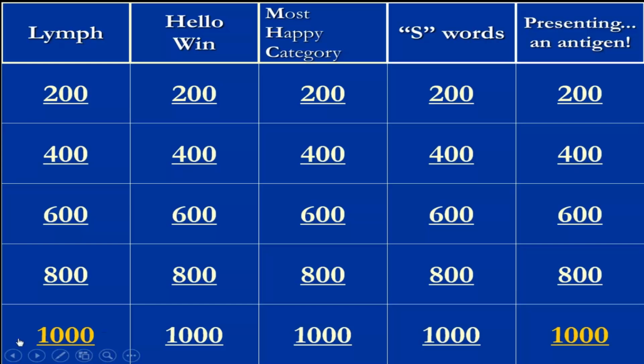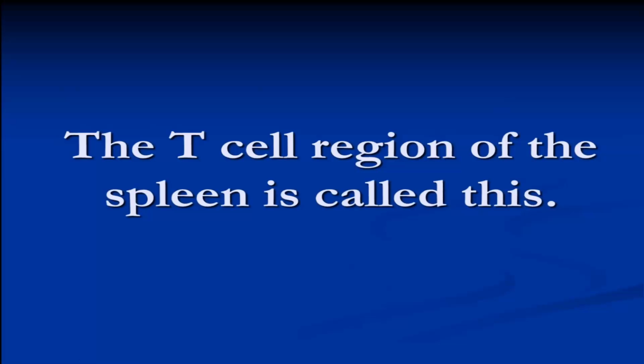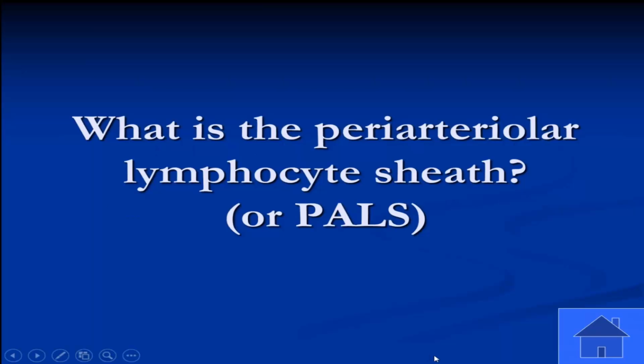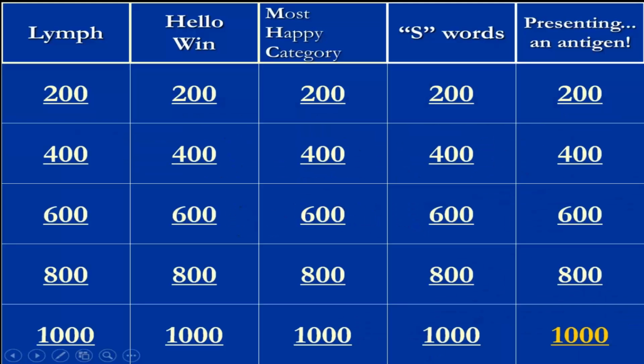The T cell region of the spleen is called. It's an acronym. The PAL, right? What is a PAL? Exactly right, yes.